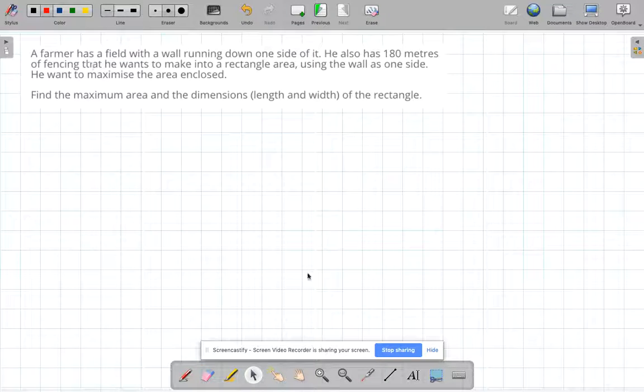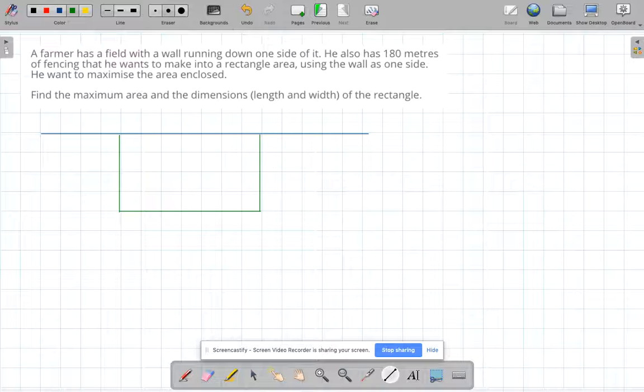So here we've got this farmer's field problem, a kind of classic algebra problem. So what I'm going to do is just draw a diagram to show you what it looks like. So we've got this wall running all the way along the side of the field, and then we've got the rope. So let's do the rope in green, and it's going to be a rectangle. So it's going to go along like this, something like that.